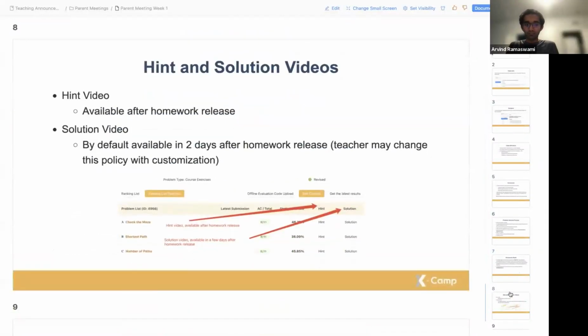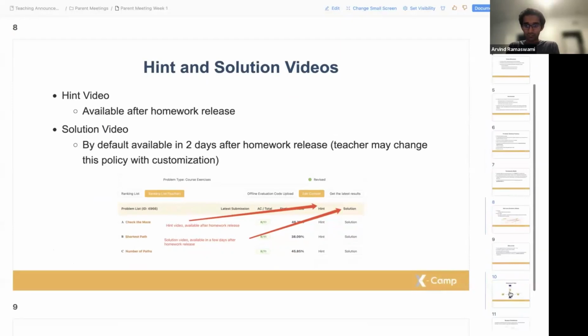Now, the hint video and solution videos are a really useful tool for students to make sure that they get full points. Oftentimes, there's just a small misunderstanding by the student on how to complete the problem, and the hint video is a way that they can clear up that misunderstanding and save a lot of time from going down the wrong route.